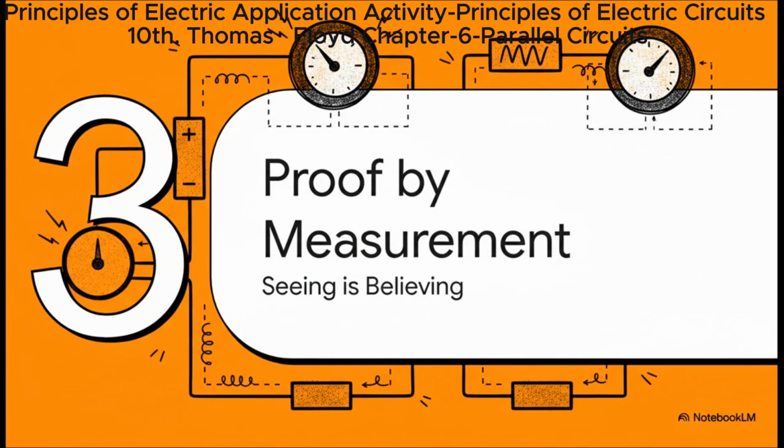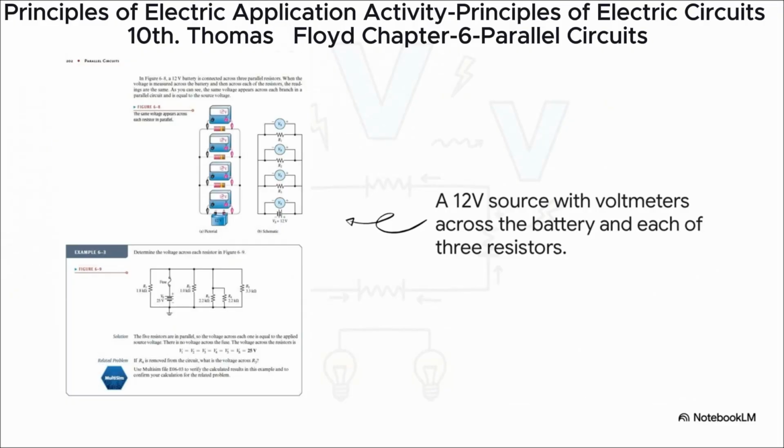Okay, so theory is one thing, but you know me, I like to see it in action. The best way to know something's true is to measure it. So let's pretend to build this circuit and slap some voltmeters on it. So here's our setup. We've got a 12-volt battery connected to 3 resistors all in parallel. And we've wired up 4 voltmeters, one to measure the battery itself, and then one across each of those 3 resistors. Now, what do you expect them all to read?